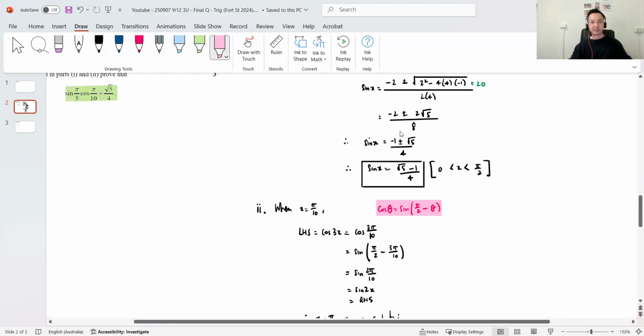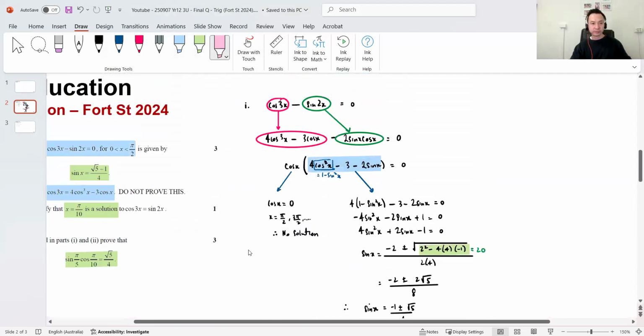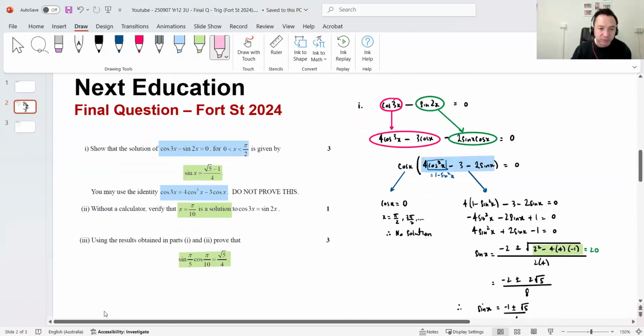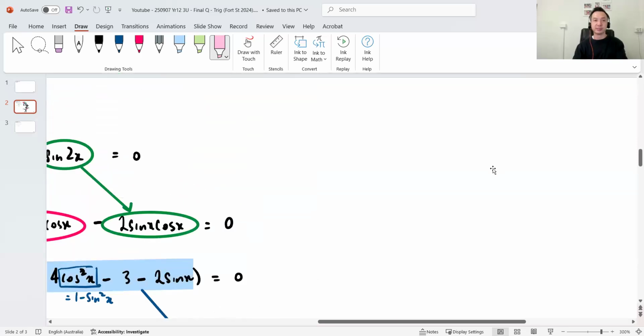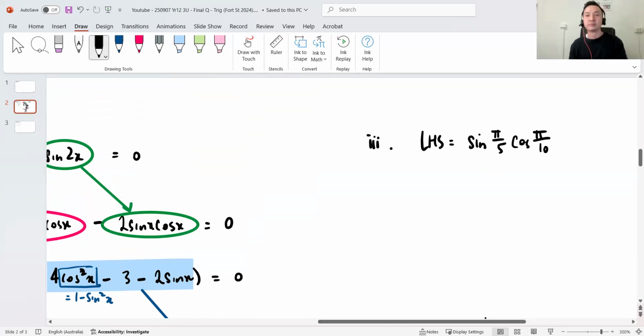Now, last part. So right now, 4 marks down, 3 more to go. What's it saying? Prove that. Okay, so maybe it's in the left-hand side, right-hand side thing, using the 2 parts before it. So part 3, left-hand side equals sine pi on 5 and cos pi on 10. Now, I know that pi on 10 is the angle that I needed to use, because that's part 2. It's a solution to it.